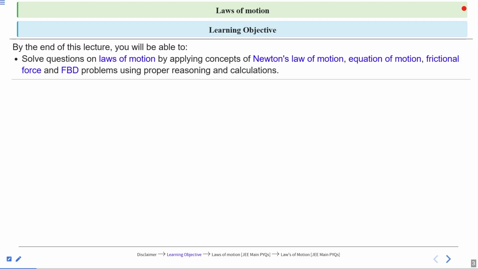Learning objective. By the end of this lecture, you will be able to solve questions on laws of motion by applying the concepts of Newton's law of motion, equation of motion, frictional force and FBD problems using proper reasoning and calculation.